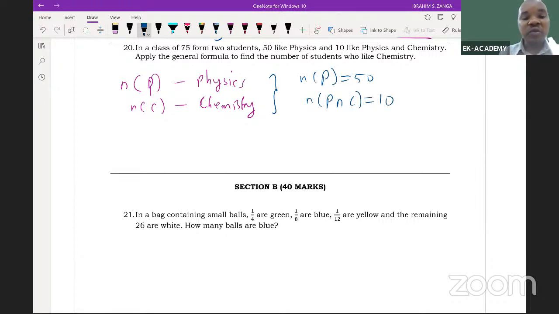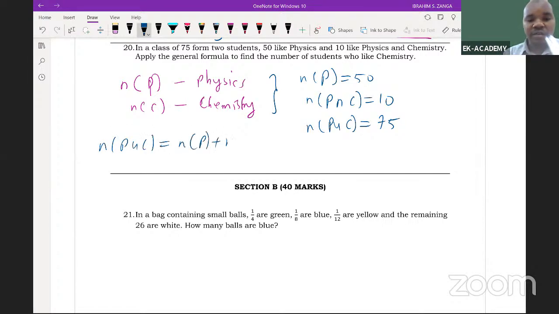We are going to assume that all students have to be in the group of those who like physics or chemistry. So the number of physics union chemistry is going to be 75. By using the general formula, the number of physics union chemistry is the number of physics plus the number of chemistry minus the number of physics intersection chemistry.